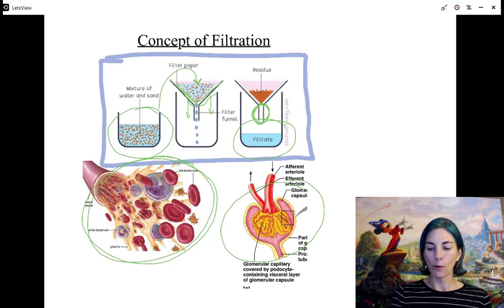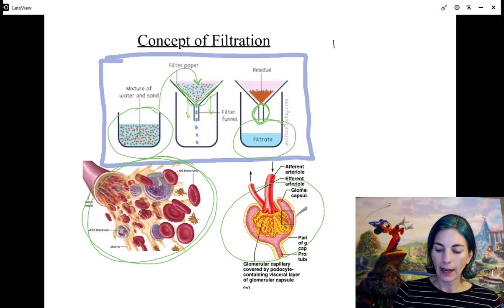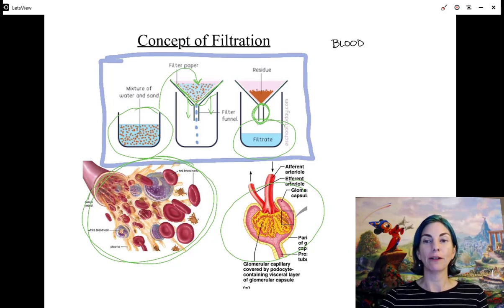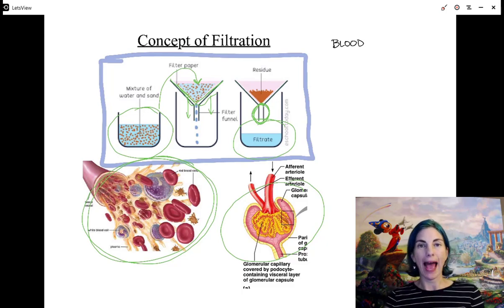So the first thing that we want to do is take a look at what is in blood. So I'm going to go ahead and make a list here of what's in blood, and then we're going to take a look at what we want to keep out of the filtrate and what we're going to let pass through.